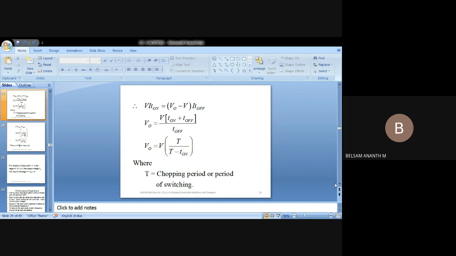If you arrange the equation, you will get V output equal to V into (T on plus T off) divided by T off. T on plus T off divided by T off might be written as what? T divided by T minus T on, the switching time of T. So these are all the various equations we can write for a step-up chopper, with the help of one aspect on the inductor and another aspect on the capacitor, in terms of the power which is drawn, or in terms of the voltage which is drawn.